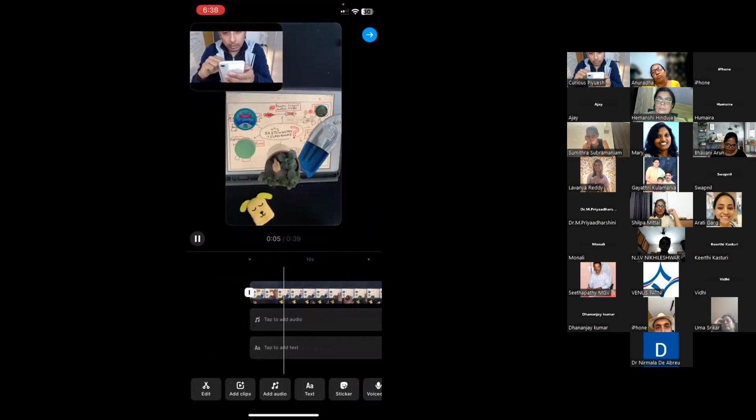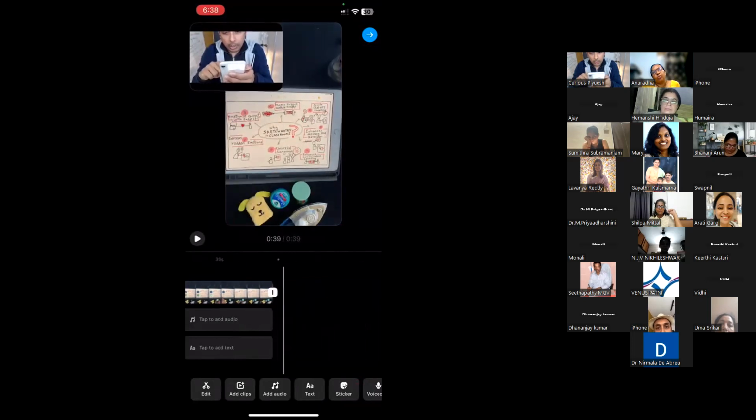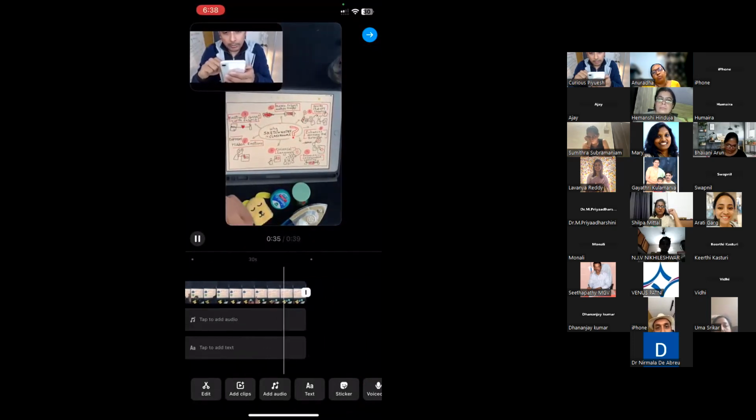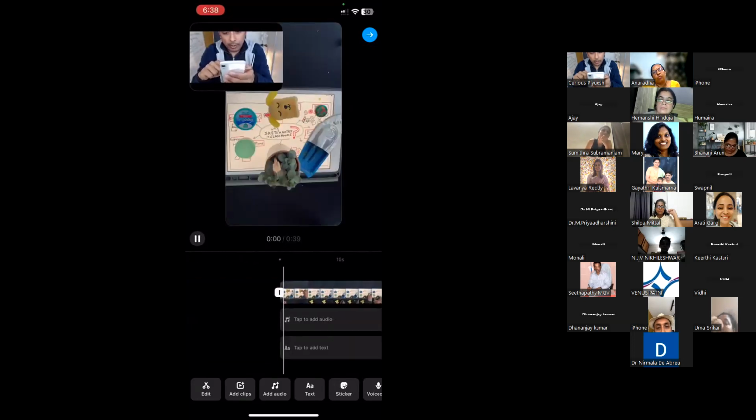Point number 1, it makes the subject matter simple. Point number 2, all this is done. It establishes emotional connect with the subject. Okay, in one go, this is okay. And now I can go on.